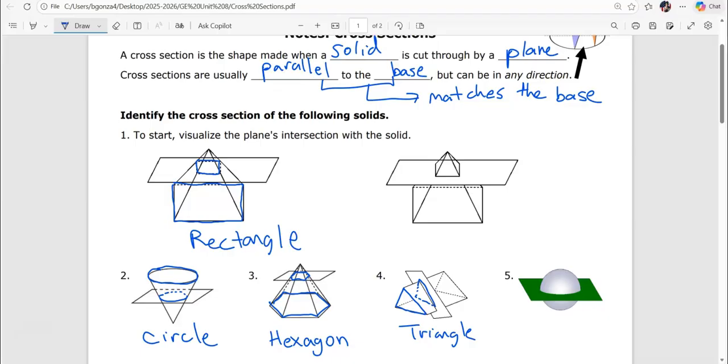Think of like the equator. It goes all the way around. It's actually just a whole circle. Okay. So when you cut it, you get a whole circle.